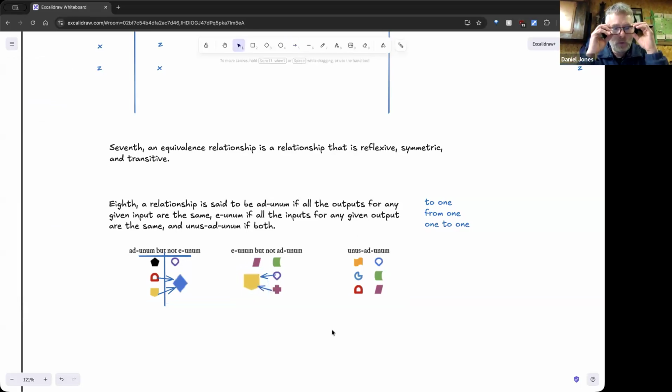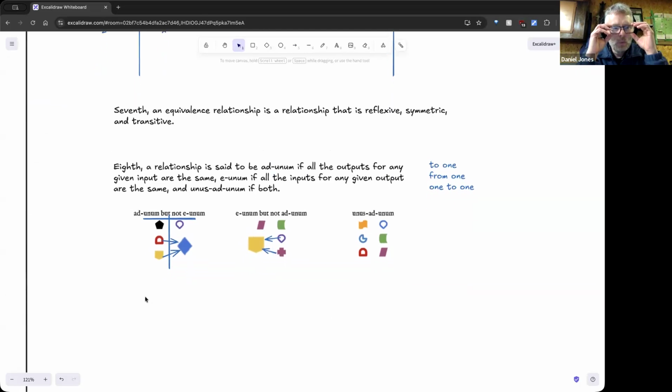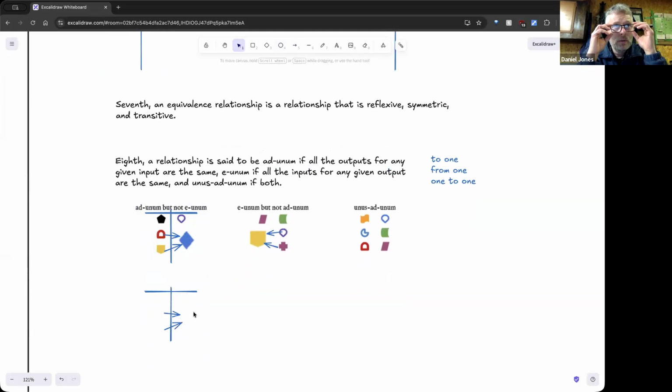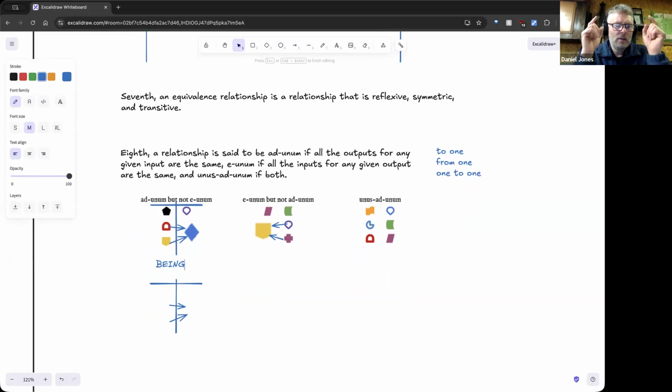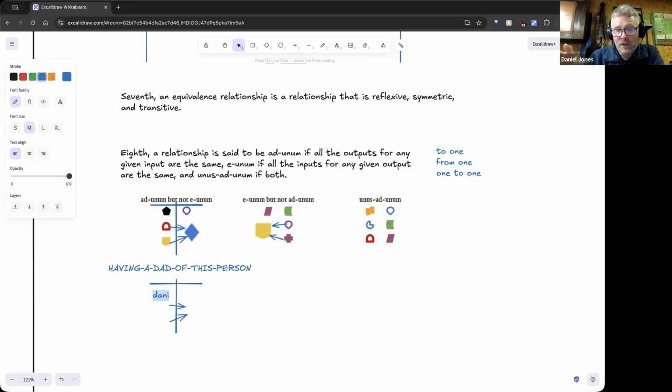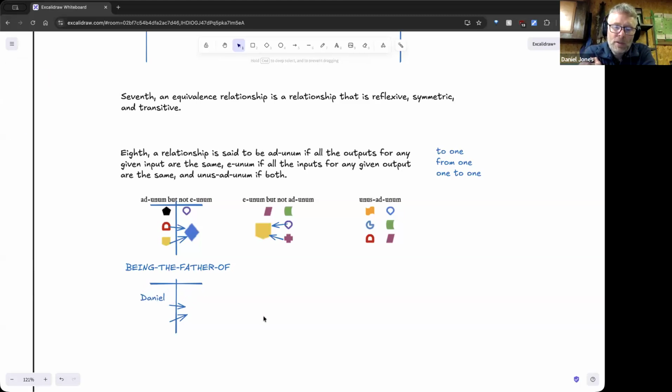If you want a real world example, I can give you one. A relationship that is ad unum, one for which all the outputs for any given input are the same. Being having a dad of this person, which doesn't make any sense. If I say Daniel, he is not going to have two different fathers. So all the outputs for any given input have to be the same. If I input person and the output is being the father of, there you go, that would be an ad unum relationship. If I plug in Daniel, who's the father of Daniel? It's just one person. It's not two different people. Yeah, that would be an example of an ad unum relationship, being the father of.